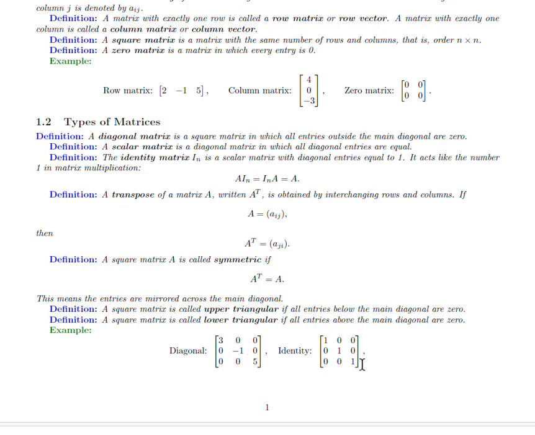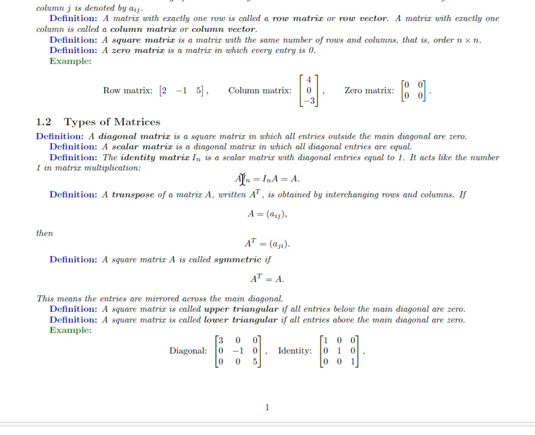Like this identity matrix, we are coming to that, but it is also a scalar matrix because you can see all the elements on the main diagonal are the same thing, they are 1, 1, 1. The identity matrix is a scalar matrix with diagonal entries equal to 1. It acts like the number 1 in matrix multiplication.